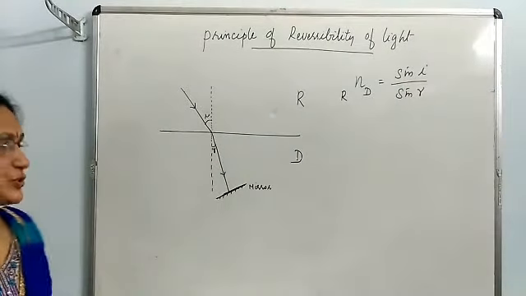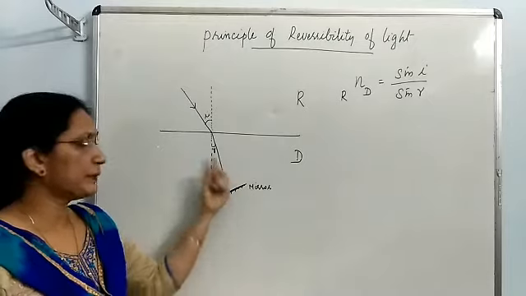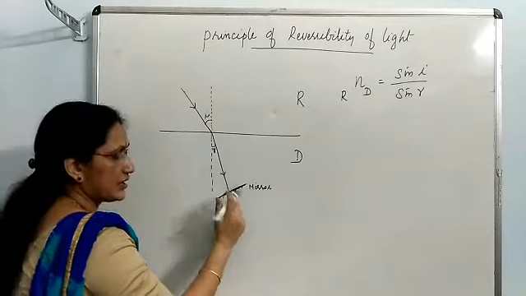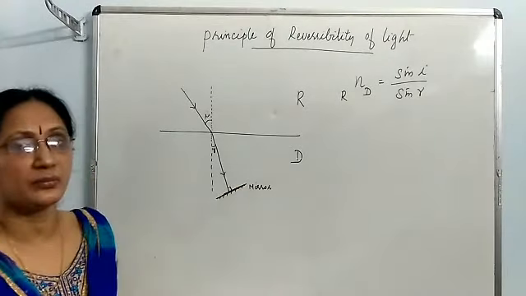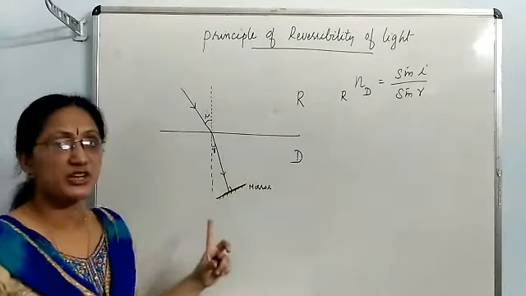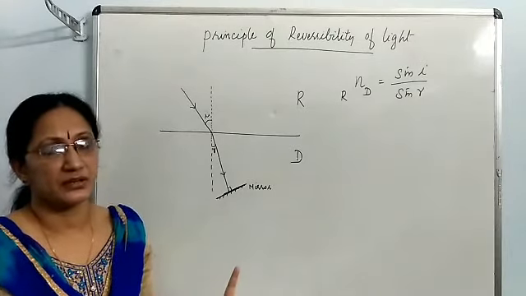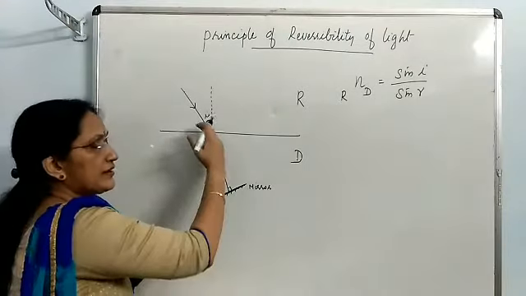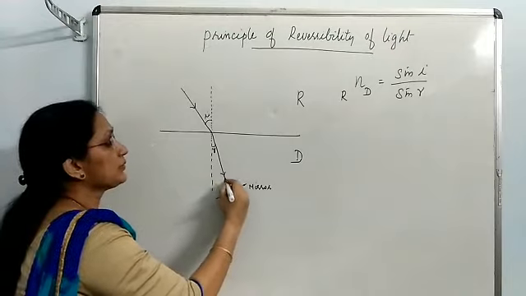Now, suppose you are keeping a plane mirror perpendicular to the refracted ray. This refracted ray should fall normally on the mirror at 90 degrees. The angle between this refracted ray and the mirror should be 90 degrees. If you keep such a mirror, this ray will exactly retrace its path. That means the same path it will go back.